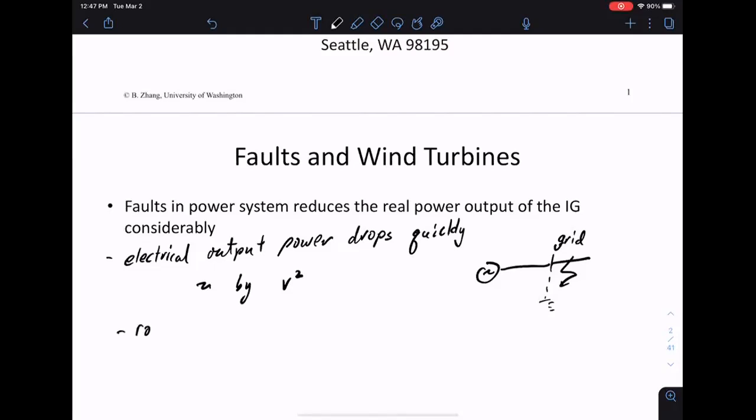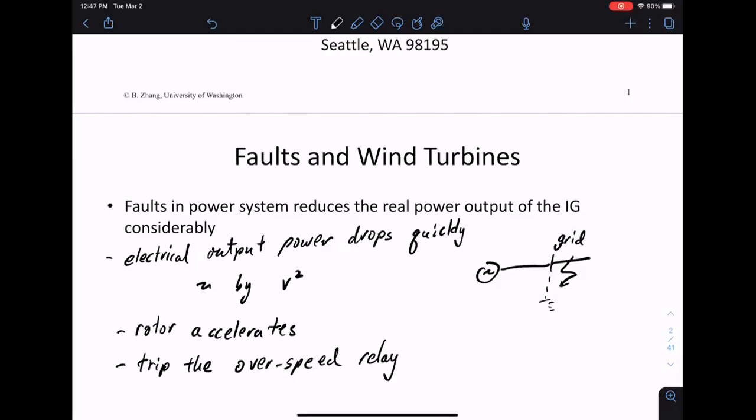The rotor accelerates, and this may create some instability in the turbine. What then typically happens is this will trip the overspeed protection relay. Normally we have some relay in the system, and the relay detects how fast the rotor is going and may trip this relay.